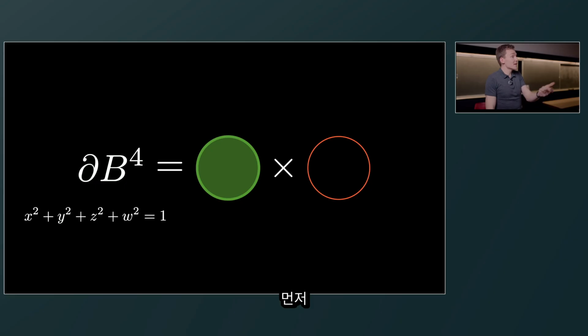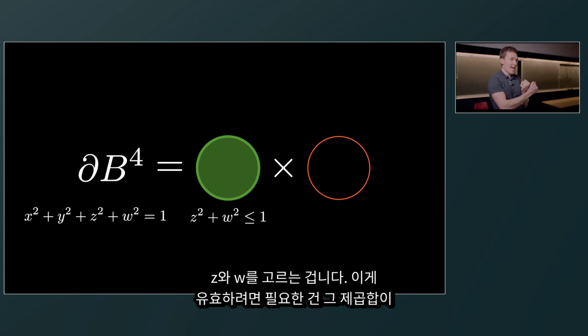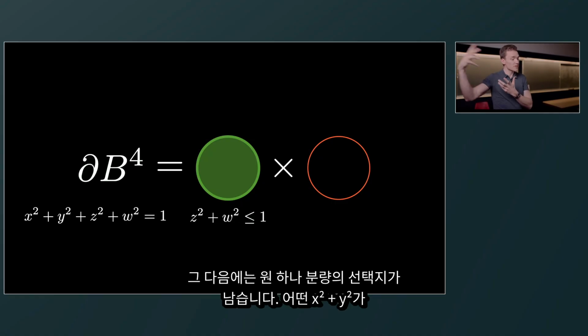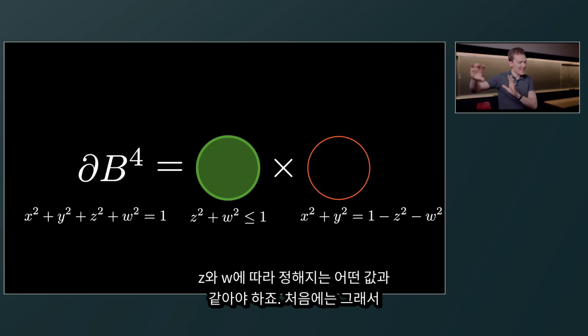One way you could think to make a choice for such a point on that boundary is to say, first, I'm going to choose a z and a w. And if they're going to give me a valid option, all I need is that the sum of their squares is less than or equal to 1. If that's the case, I'll be safe. I'll have some choice for my x and y. And then after that, that leaves you with a circle's worth of options, some x squared plus y squared that would have to equal this thing that depends on z and w.